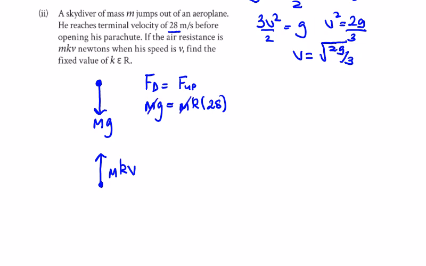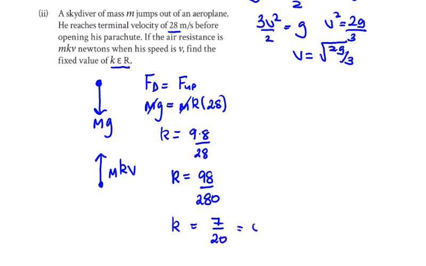So we're going to get k is equal to g, which is 9.8, over 28. K is equal to 98 over 280. Both of those divide by 14. K is equal to 7 over 20, which is equal to 0.35. We're just asked to find k, just k.